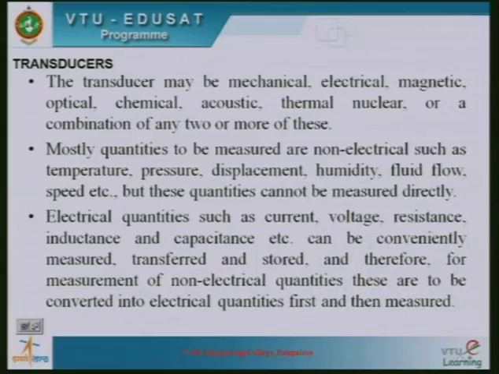The transducers can be mechanical, electrical, magnetic, optical, chemical, acoustic, thermal, nuclear, or a combination of all of them. So the physical quantities that we come across on our earth can be mechanical. Mechanical is if I apply a pressure, or if I apply a sound. Electrical is, suppose I want to identify how much current is existing in a given region, for example, the current flowing through a conductor.